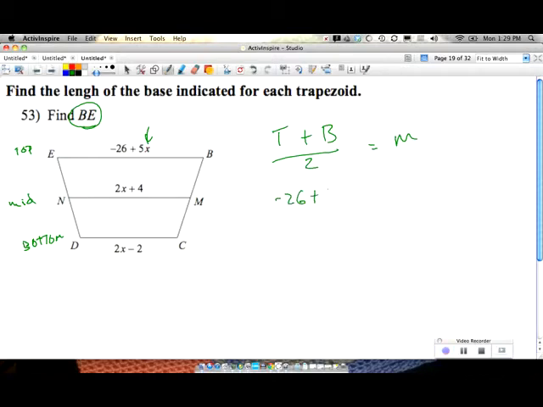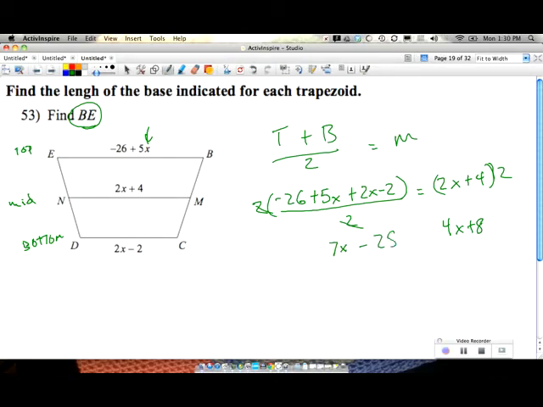So let's put those together. Negative 26 plus 5x, that's our top, plus the bottom is 2x minus 2. We're going to divide all that by 2, and that's going to equal our middle, which is 2x plus 4. So I got to multiply both sides by 2, got to get rid of this denominator. Let's start with that. That means I'm going to have 4x plus 8 on the right. On the left side, I can add the 5x and 2x, so that's going to give me 7x. I can add the negative 2 and negative 26, that's going to give me negative 28.